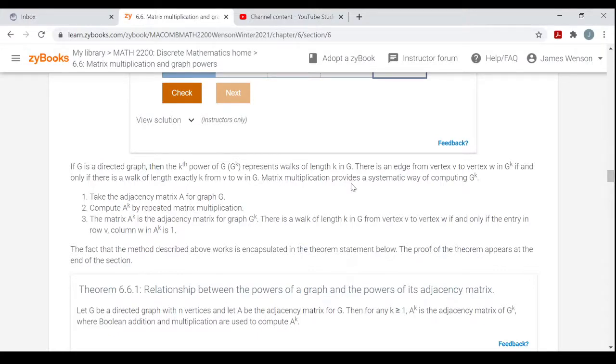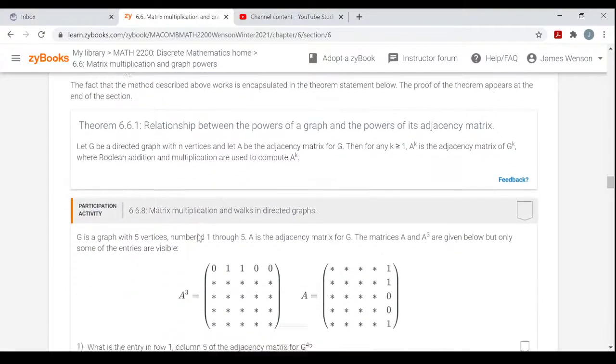So matrix multiplication provides a systematic way of computing G to the k. One, you take the adjacency matrix A for graph G, find the kth power of A by repeated matrix multiplication, and then the matrix A to the k will be the adjacency matrix for the graph G to the k. Very, very simple. And there is a walk of length k in the original graph G from vertex V to W if and only if the entry in row V column W in A to the k is 1. All right, so you can read that theorem there.